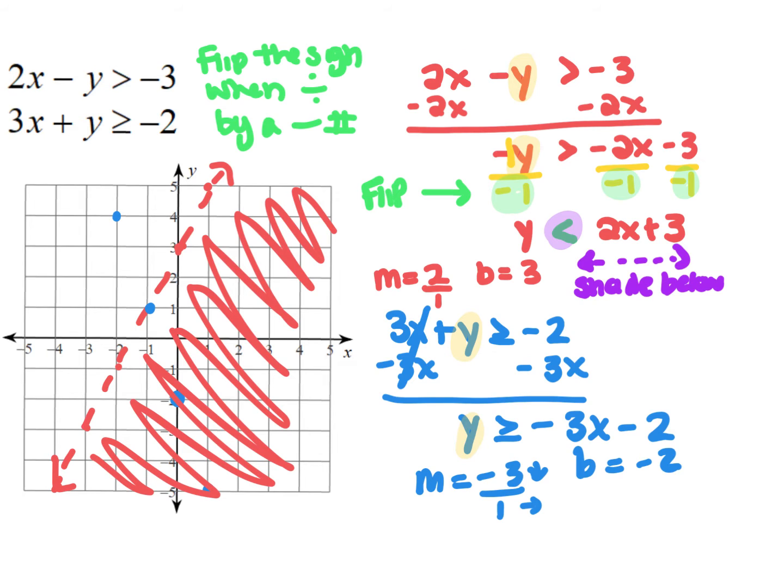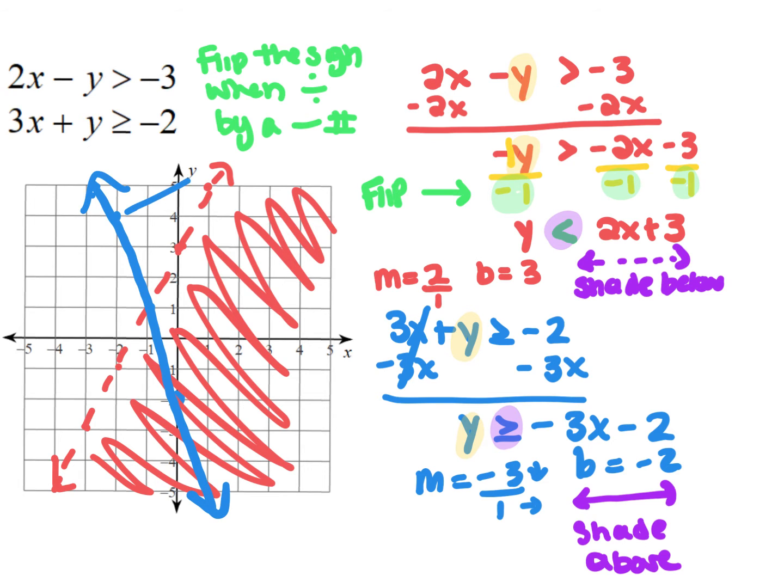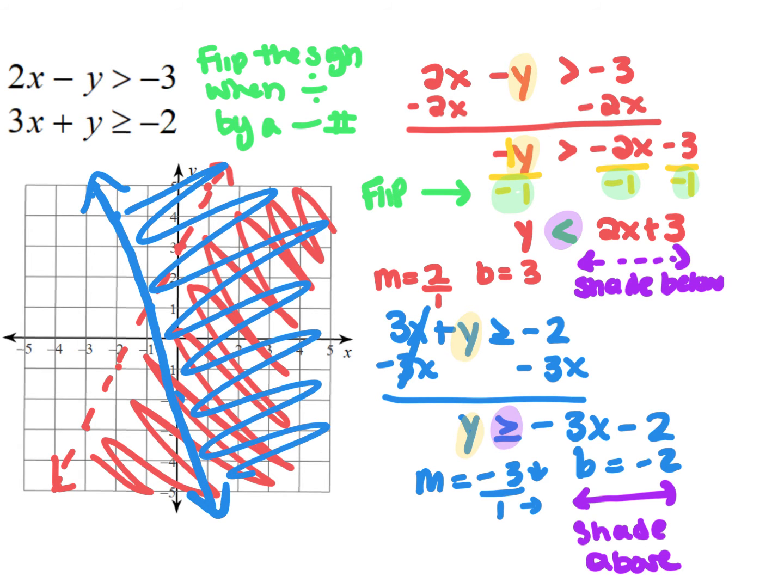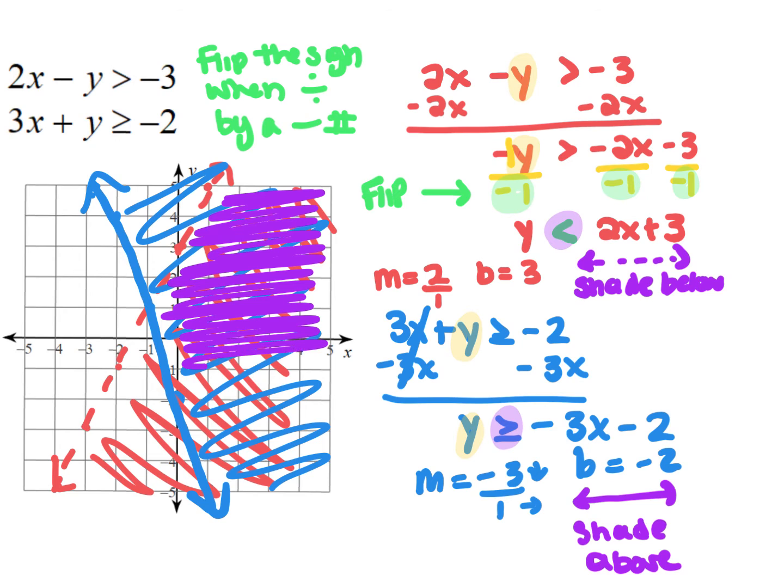Now because the symbol is greater than or equal to, this means you're going to use a solid line and shade above. So I would draw in my solid line and shade above. Now the solution is the intersection of these two areas, so my solution would be this region here, which is shaded in both red and blue.